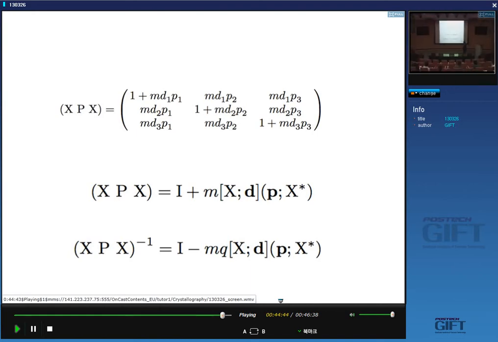If I take the inverse of this, so that was my matrix XPX. If I go backwards, anti-shear, if you like, then that's the inverse. And that is simply I minus M into another parameter, Q, which you can easily derive by doing the inverse. And we have, again, a column matrix times a row matrix, so it's a 3x3. And I is a 3x3 identity matrix. Okay. It's just an economical way of expressing that matrix.